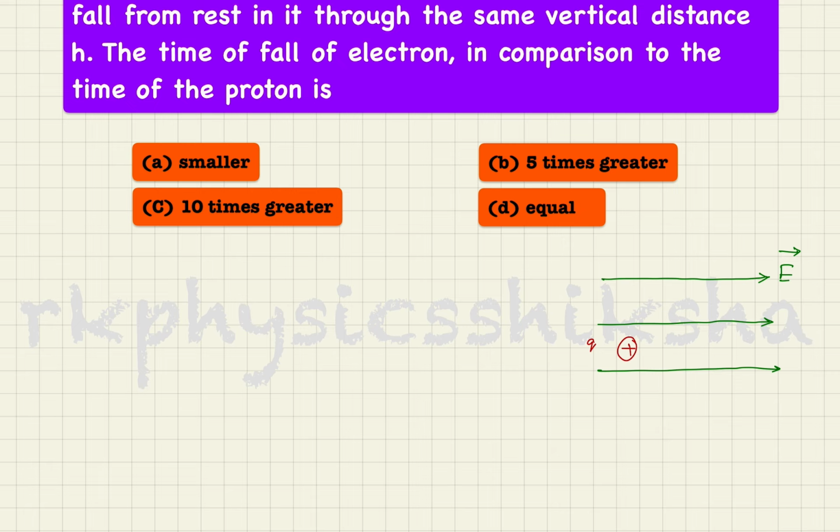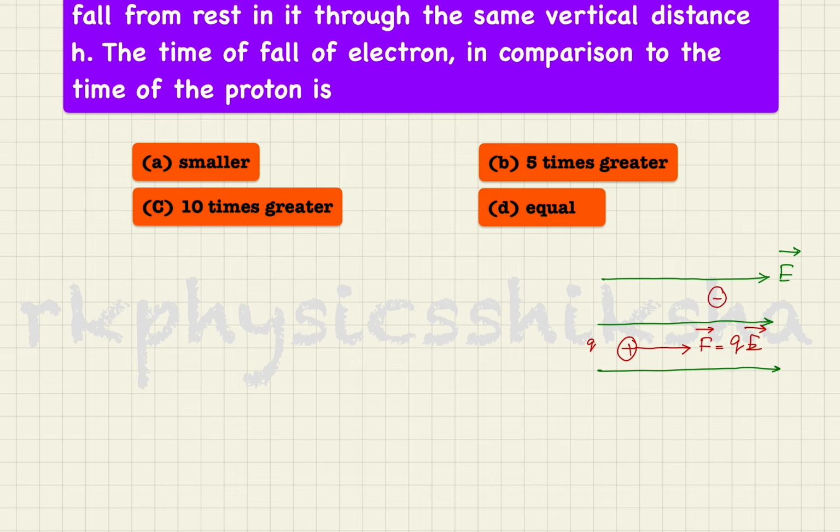In general, the force experienced by a positive charge will always be along the direction of the field, and this will always be equal to q into E bar. So the force experienced by this positive charge is F bar, which is equal to q into E bar. The direction will be along the direction of the field.